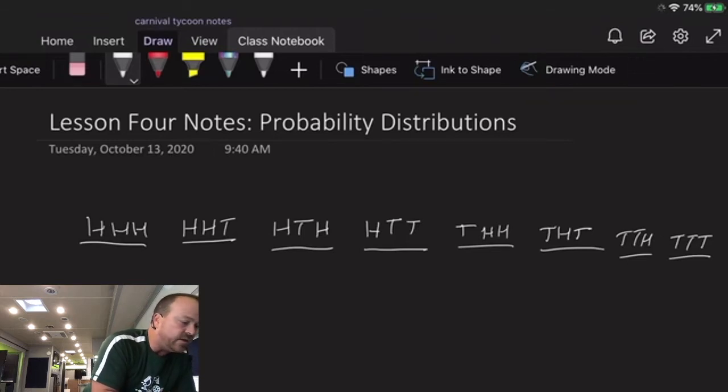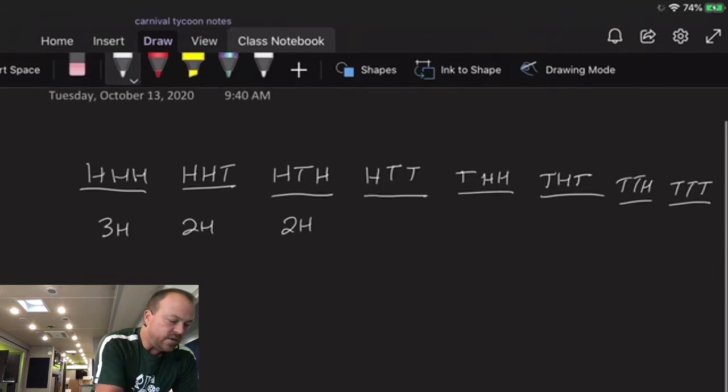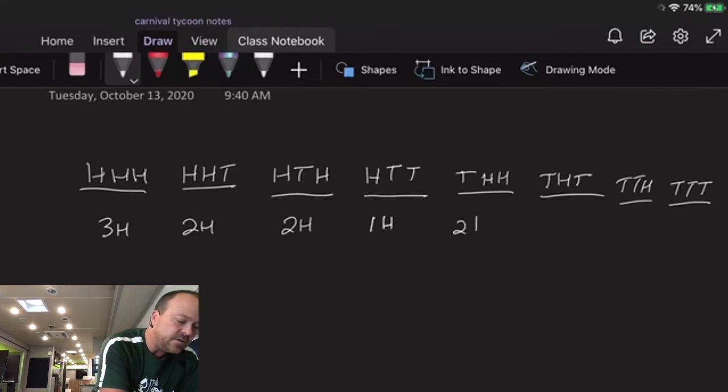So what do these different ones represent? Well, this is clearly representing 3 heads. We'll look at this in terms of heads. 3 heads for this one. 2 heads for this one. Notice 2 heads for this one, although we rolled them in a different order this time around, but we did get 2 heads. This one we only got 1 head. This one again we got 2 heads. This one we got 1 head. This one we got 1 head. And this one we got 0 heads.